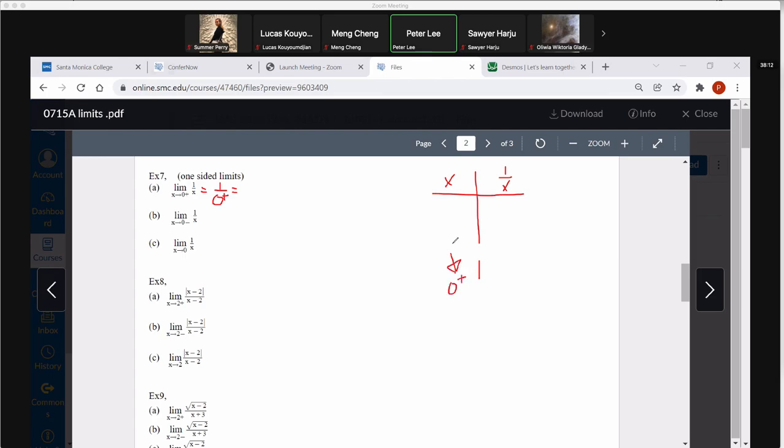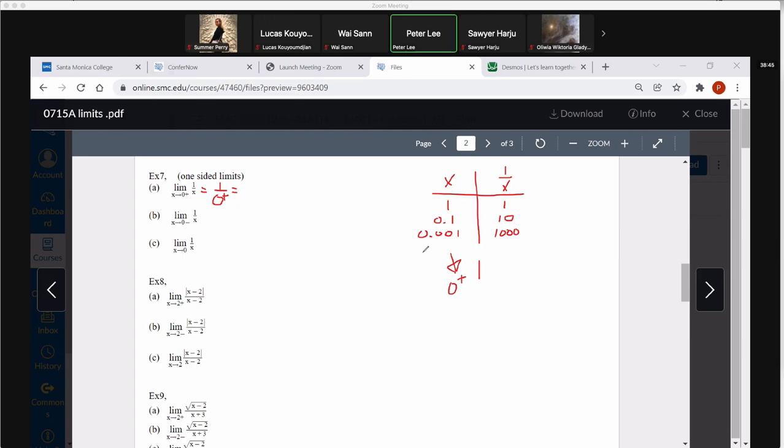It means, what happens when x equals 1? That's 1. What happens when x equals 0.1? If x equals 0.1, what is 1 over x? Can you tell me what 1 over x is when x equals 0.1? 10. You're right. What happens when x equals 0.001? That would be 1,000.